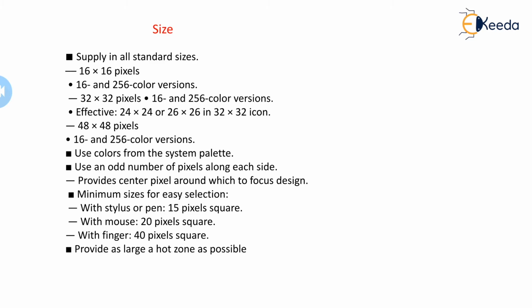Next is the size. Icons must be in three standard sizes: 16, 32, or 48 pixels square for clarity, and 16 by 16 should be the icon's maximum size. Then you have the colors from the system palette.